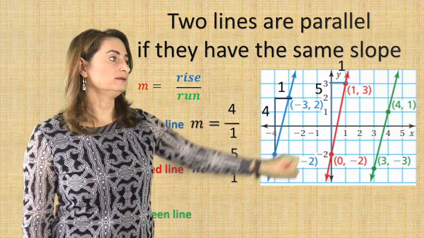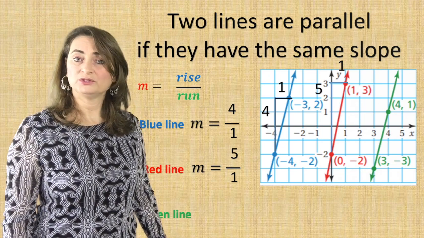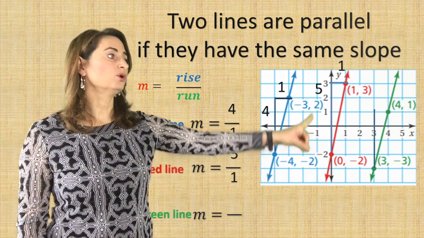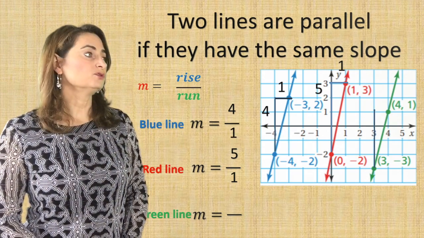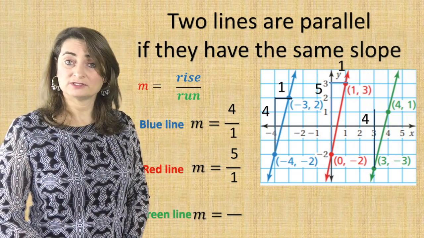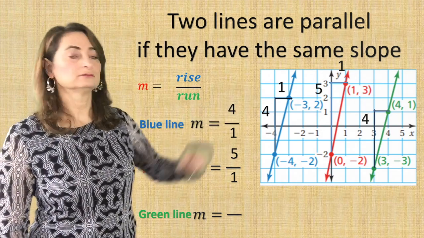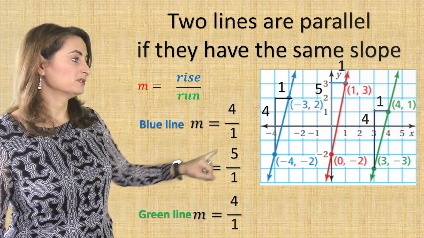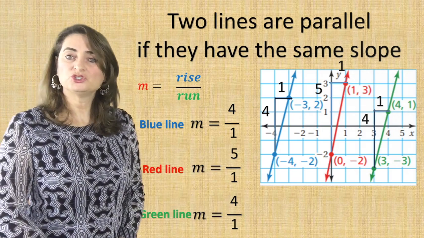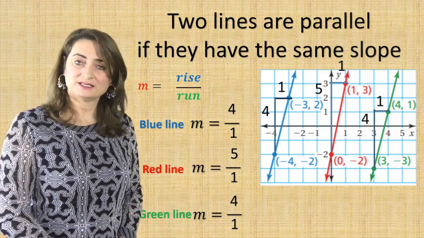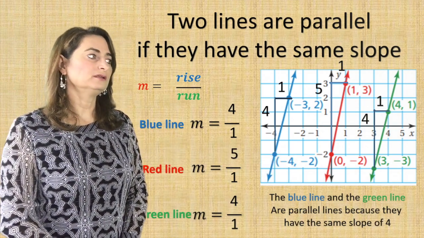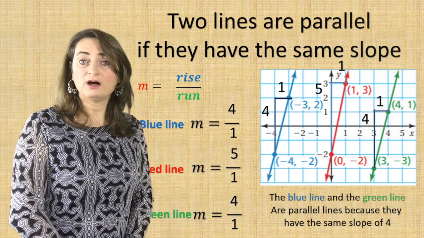Now let's see the green line. Again, I will use the rise over run to find the slope. Start from the bottom dot, go up to get to the second one. So you went up by 4, so the y increased 4. Now run to get to the point. The x increased by 1. So the slope is 4 over 1. So which two lines have the same slope? The blue line and the green line are parallel lines because they have the same slope of 4.